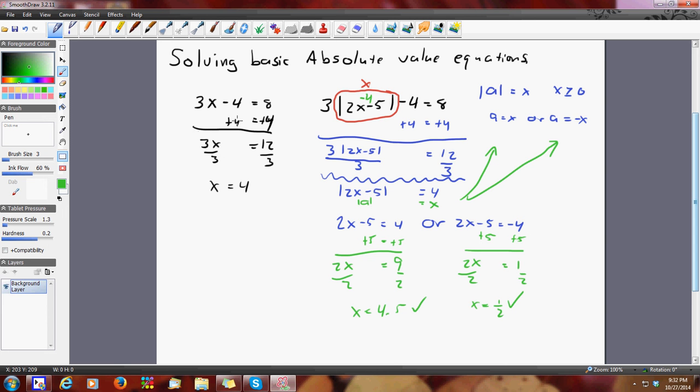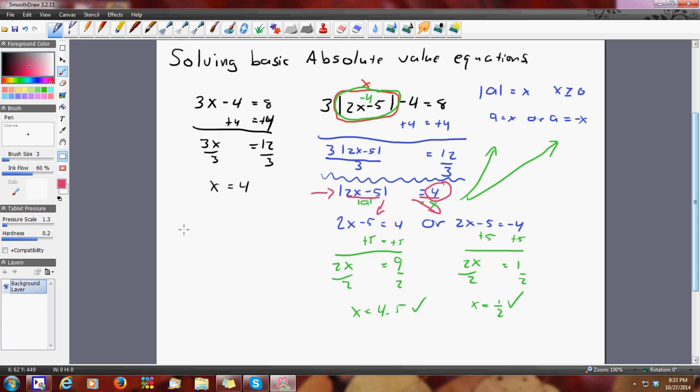So let's review the steps. Isolate the absolute value the way we would a regular linear equation. Once you have it isolated, you then make two equations. You say 2x minus 5 equals 4, or 2x minus 5 equals negative 4. You negate this value, and then you just solve it. Solve and check. There is one last thing I want to show you, though.